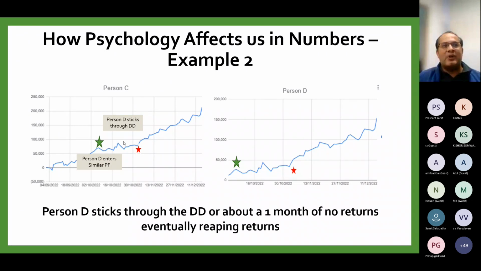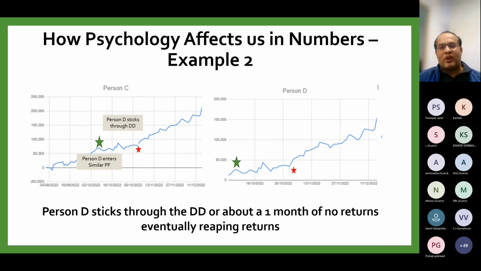Person D, who had a similar understanding and wanted to replicate this portfolio, joined at a time when person C was at an equity high. In a couple of weeks, we had a drawdown and a stagnation in the portfolio. As you can see, the portfolio stagnated here for about a month. Person D still stayed on because it was his first month.